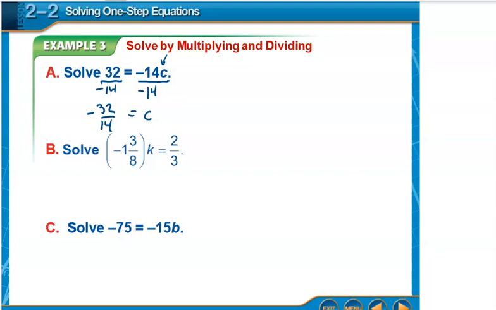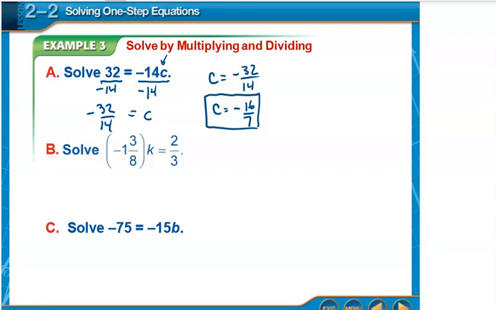But you need to remember to reduce. So if C equals negative 32 over 14, the complete answer, reduced, is negative 16 over 7. You can leave it improper. You don't have to turn it to mixed or decimal. I don't want to see decimal, especially on something like this, because if you do decimal, it will be a repeating decimal or continue on forever.